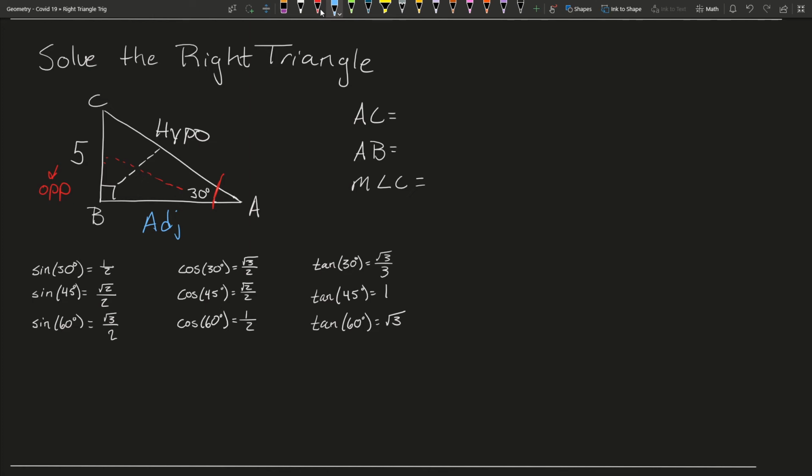All right, and then we have to look at what we're actually being asked to find. So we want to find AC, which is the hypotenuse right here. And we want to find AB, which is the adjacent side. And we want to find the measure of angle C.